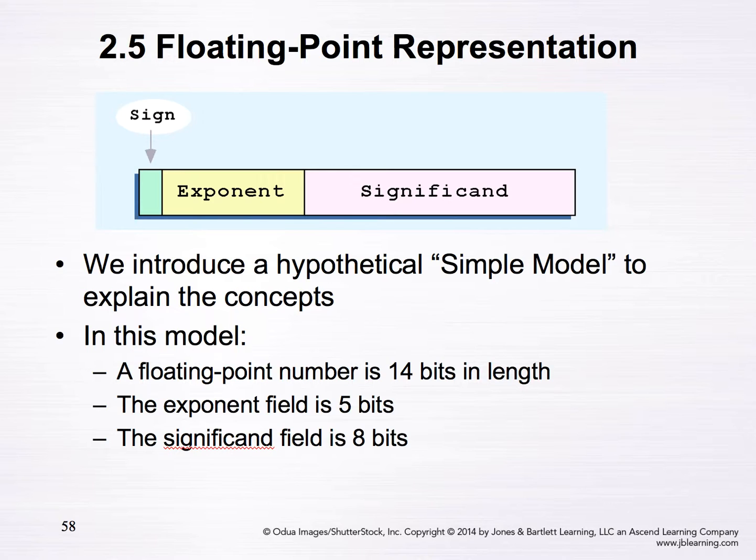We introduce a hypothetical simple model to explain the concepts we have discussed so far. In this model, the floating point number is 14 bits in length. The exponent field is 5 bits and the significand field is 8 bits. So we have 8 bits here, 5 bits here, and 1 bit here, for a total of 14 bits to represent the number. This is the 14-bit floating point model.